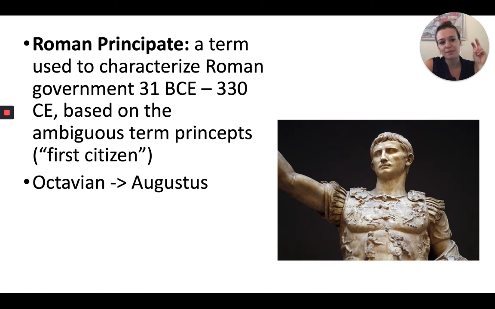He's going to rule as military dictator for life. Remember, a dictator could be elected for 6 months. Not anymore, it's for life. Augustus is really patient. He has an intuitive grasp of human nature. He's smart. And this is going to make him really good at manipulating all levels of Roman society.